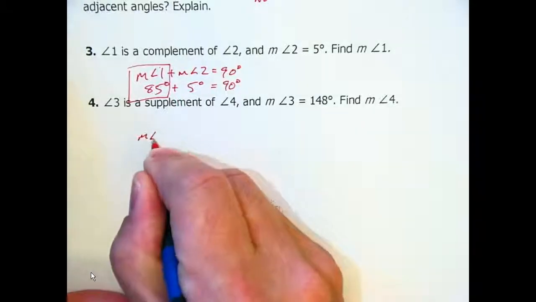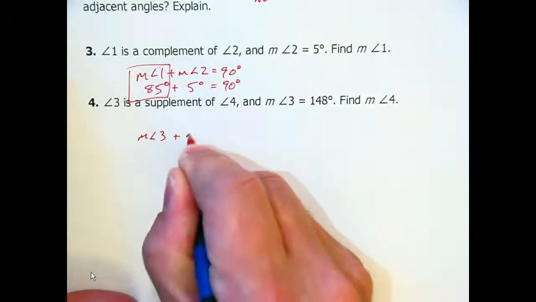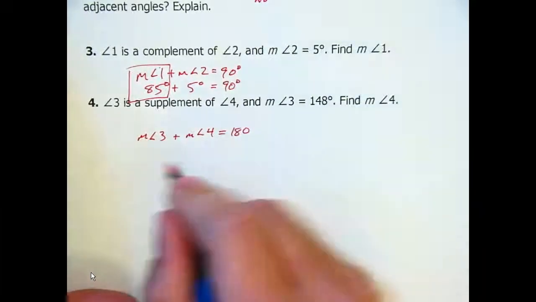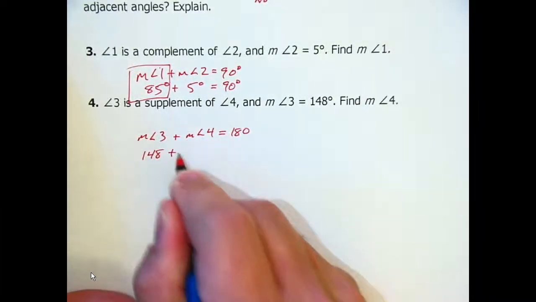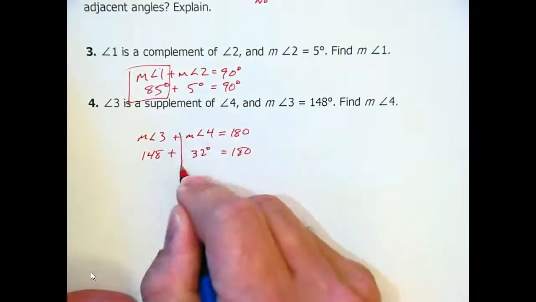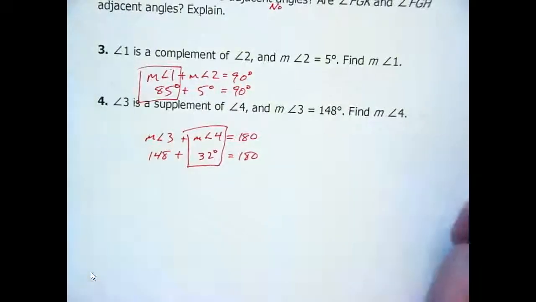Angle 3 and angle 4 are supplements. That means the measure of angle 3 plus the measure of angle 4 add up to 180. If angle 3 is 148, what is angle 4? 32. Good job. Okay. Right. How many got them?